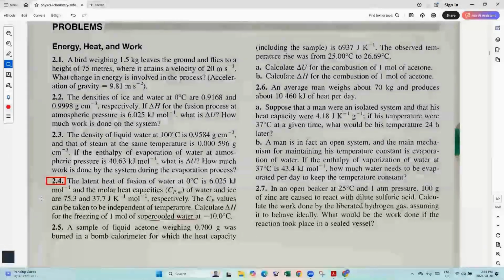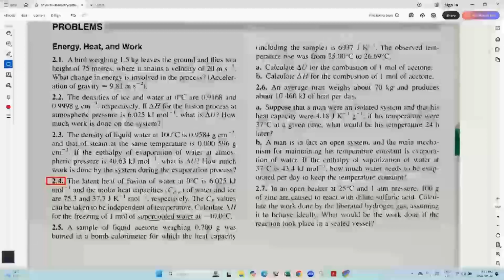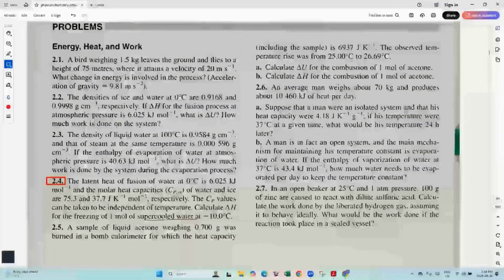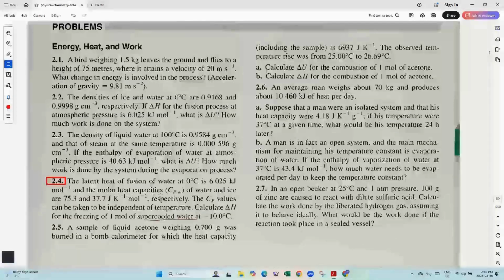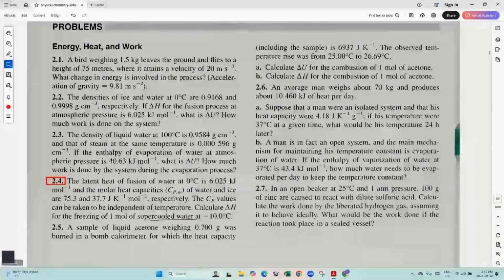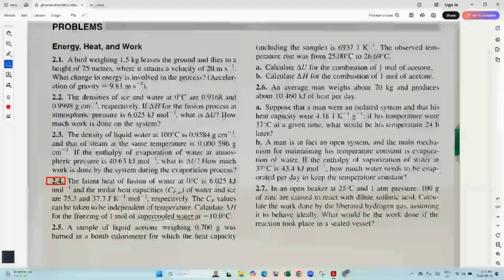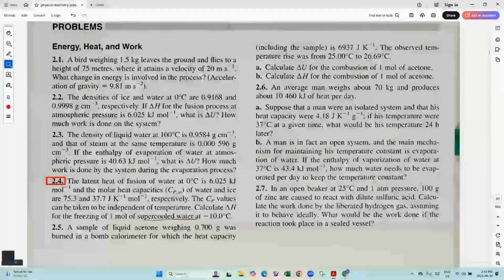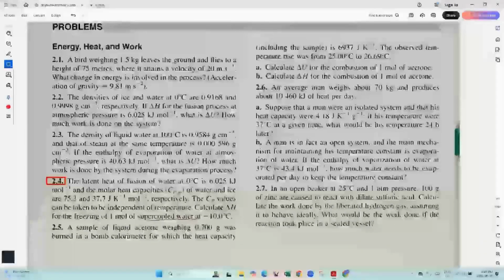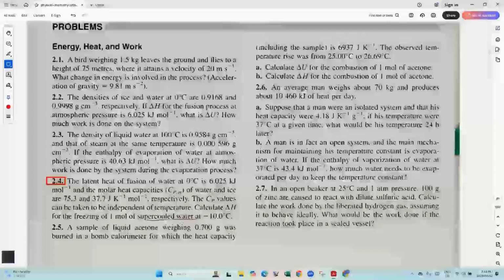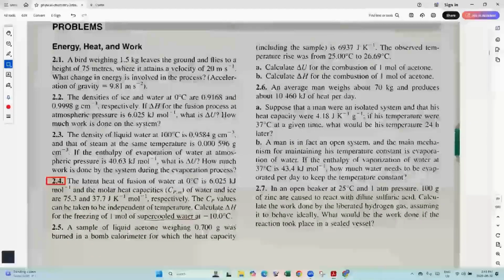Problem 2.4. The latent heat of fusion at 0 degrees Celsius is 6.025 kilojoule per mole, and the molar heat capacities of water and ice are 75.3 and 37.7 joule per K per mole, respectively. The capacity Cp values can be taken to be independent of temperature. Calculate delta H for the freezing of 1 mole of supercooled water at minus 10 degrees Celsius.